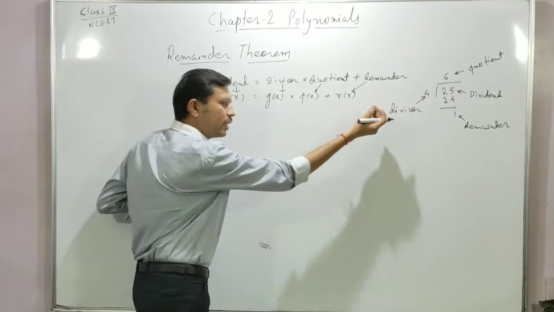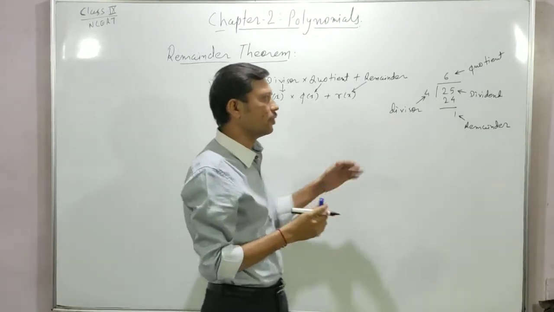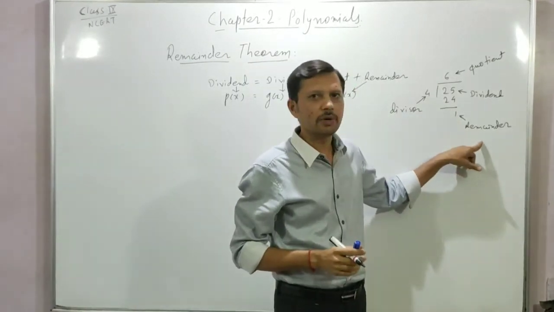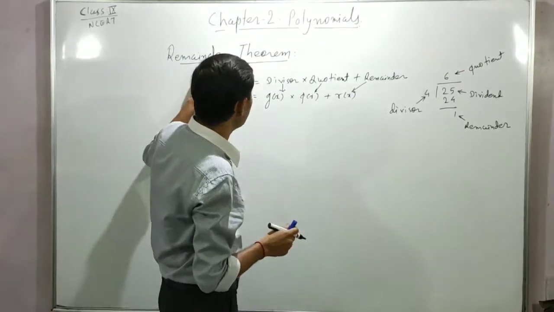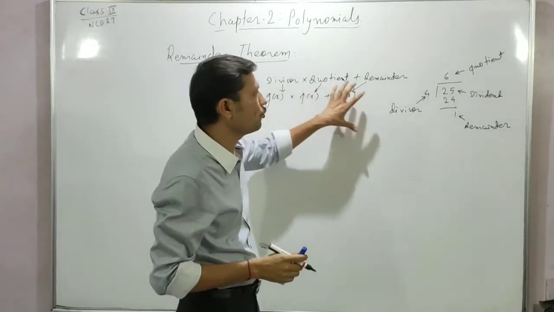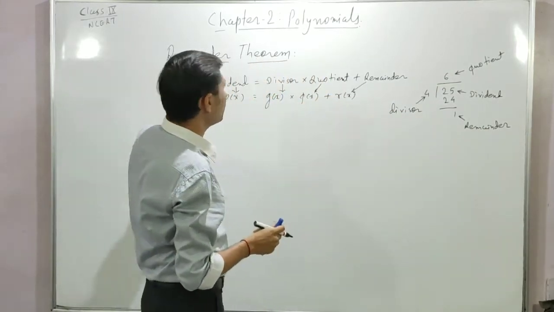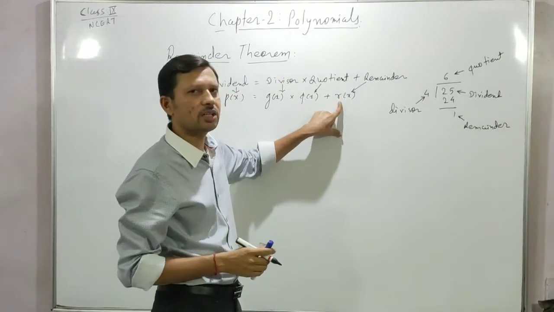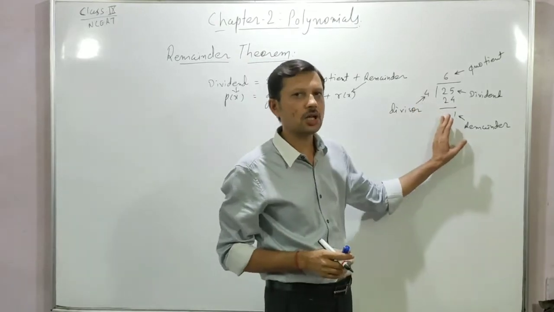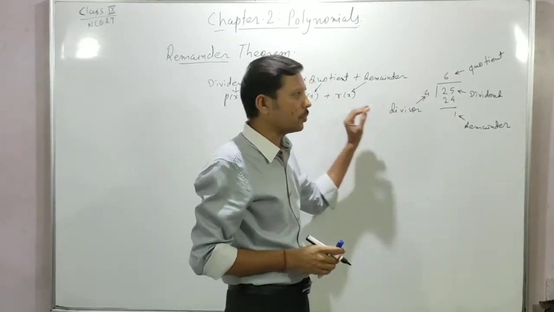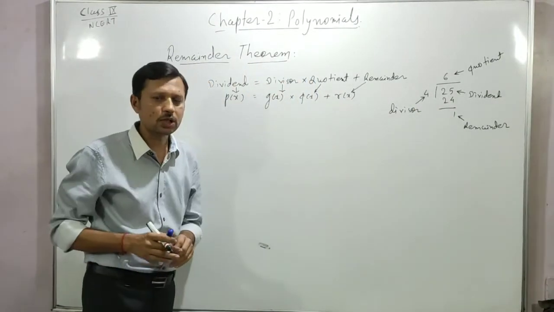Now this is the traditional way to perform the division, and then we can get the remainder. But in the remainder theorem, we don't require to perform this long division to get the remainder, right? In this remainder theorem, we will get the remainder directly without performing this long division. So this method is called the remainder theorem.